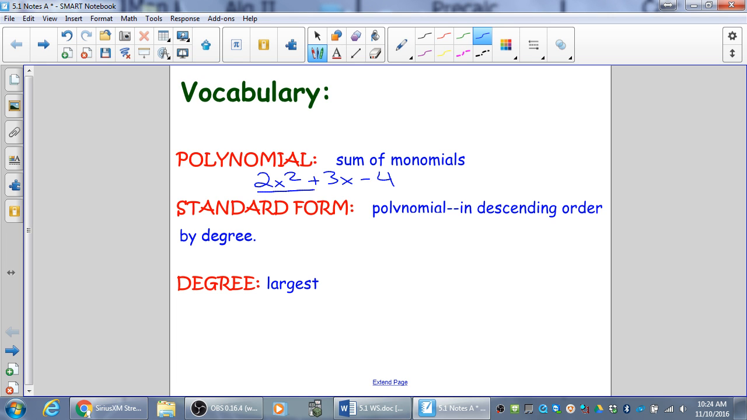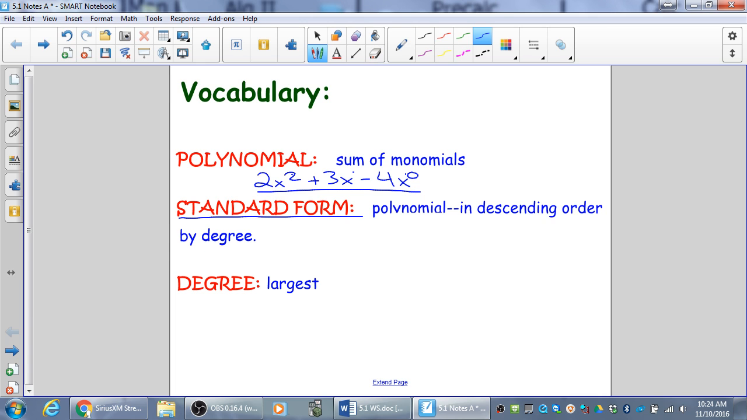And this is in standard form because the powers go 2, 1, and that's actually x to the 0, but we don't write x to the 0. We don't ever write that, because anything to the 0 power is 1. But it is in order, 2, 1, 0. So that's your standard form.